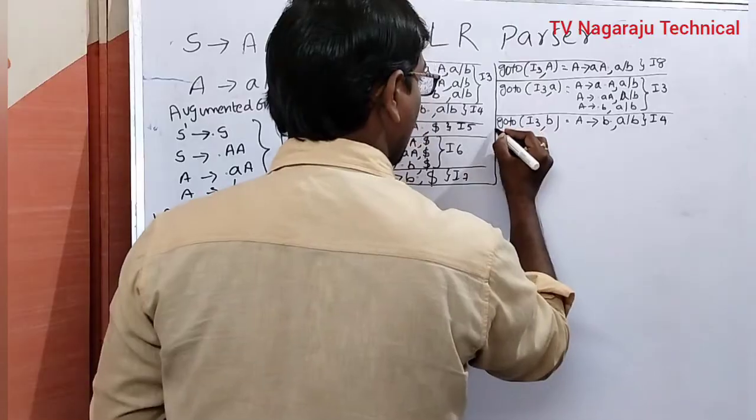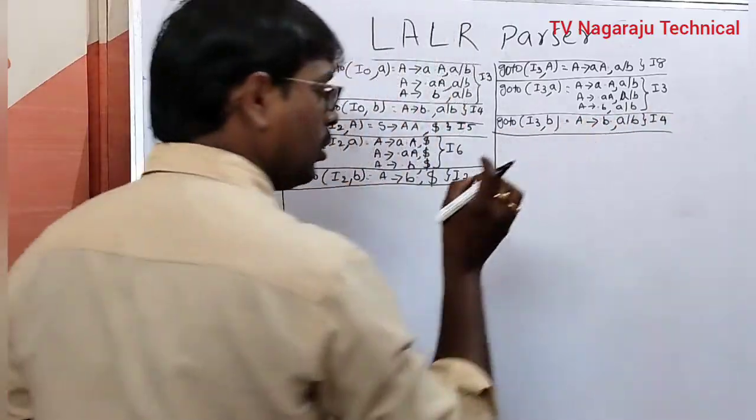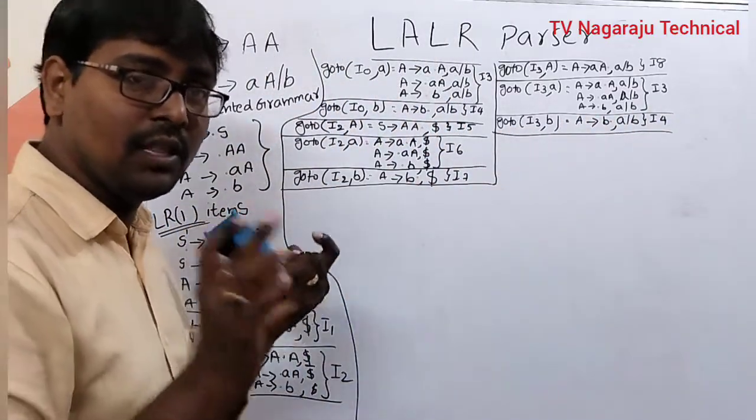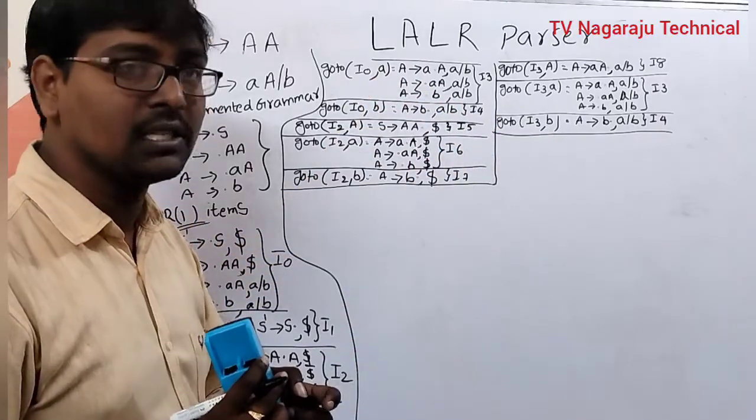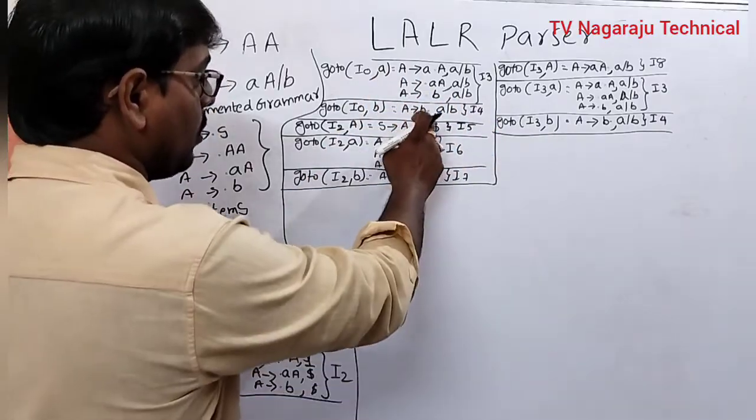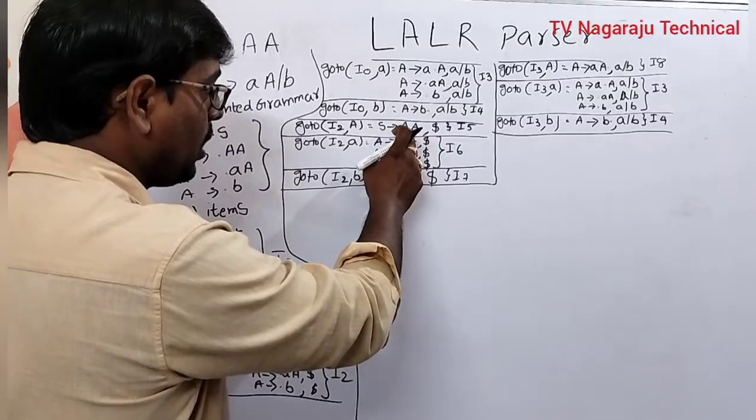This is also I4. You got it? Both the symbols, look ahead, everything is same. Then only we are assigning the same production. So now I4, nothing is present. Coming to I5, nothing is present.